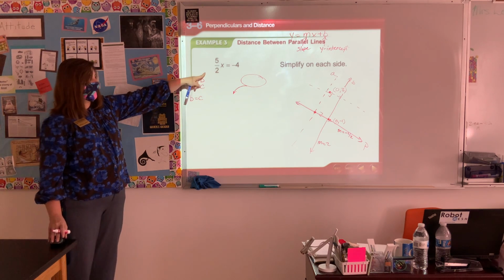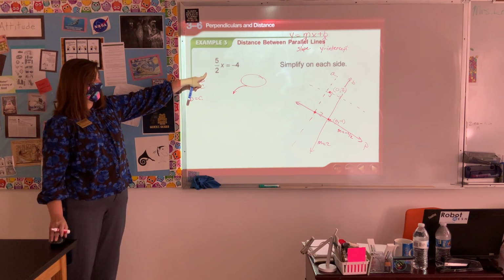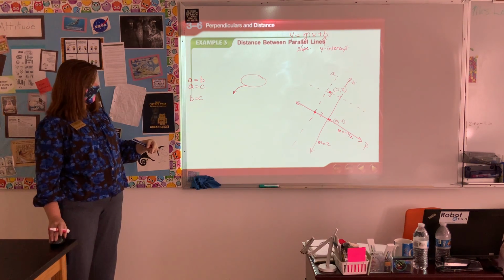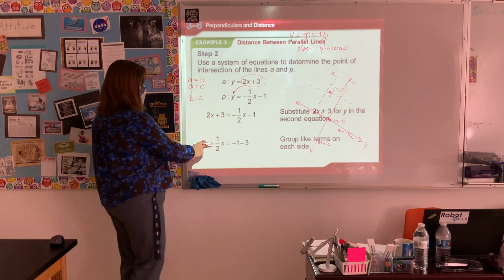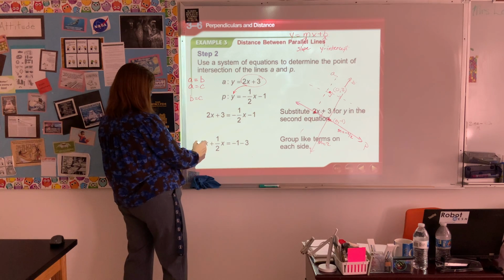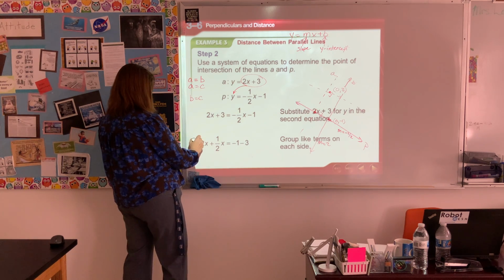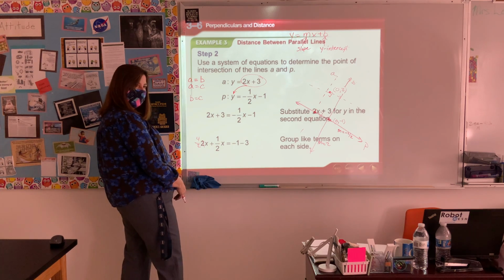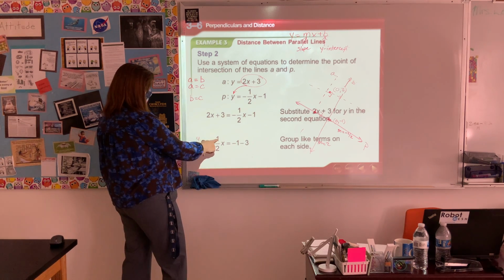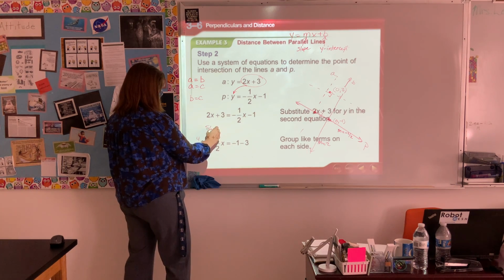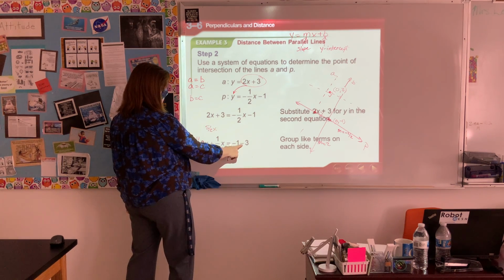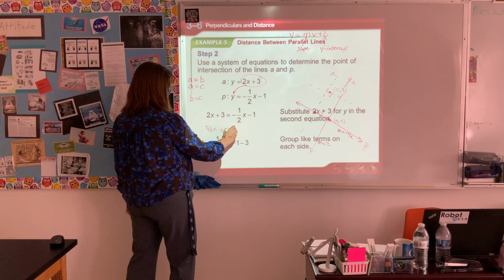And they simplify this. Now how do they get there? Let's backtrack slightly. 2x plus 1/2 x. This is also the same thing as 4 halves. Would you agree? 4 plus 1, that's 5 halves x, negative 1, subtract 3, negative 4.